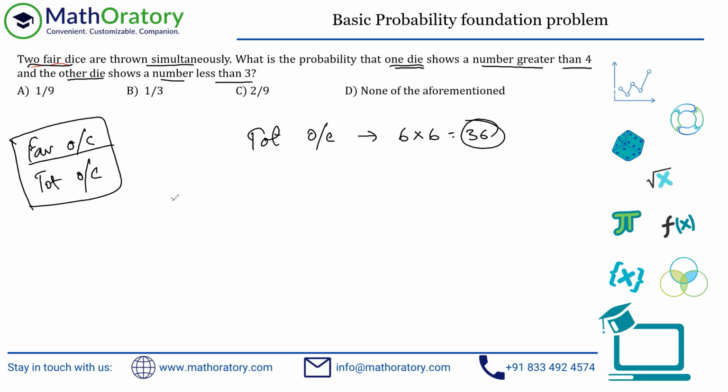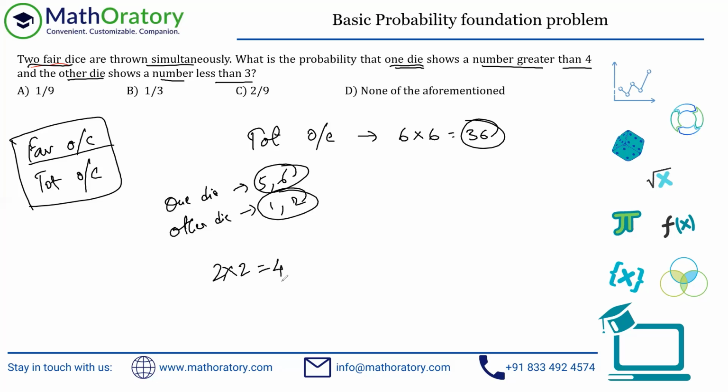So by the way, one of the dice must show us 5 or 6, a number greater than 4. And the other die has to show a number less than 3. So a number less than 3 is only 1 or 2. So we are looking for a combination of this, right? First of all, these two things can occur simultaneously. So 2 into 2, basically 4 possible outcomes, right? So 5, 1, 5, 2, 6, 1, 6, 2, something like that.